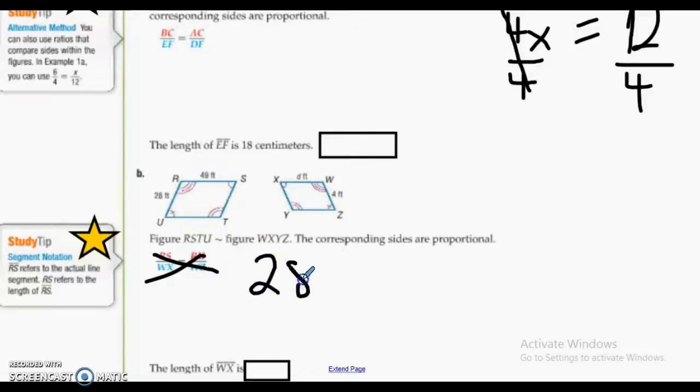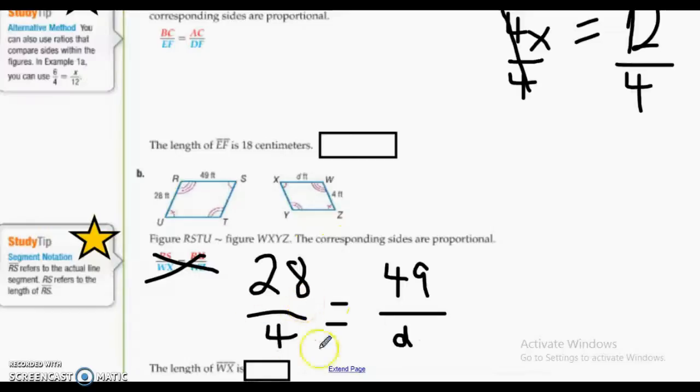28 over 4. And that's going to match up with, well, the 49 is the larger side. Matched up with the D, I don't know. And again, I have to put the 49 on top because this time I chose to put the large figure on top. So large over small equals large over small. Sorry, that should be a D. Erase, undo. 49 over D.